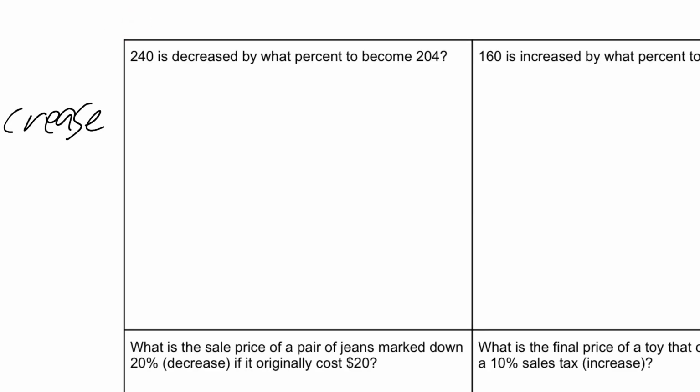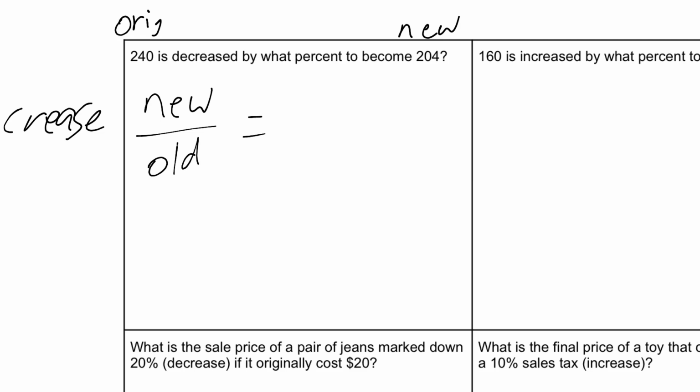So if we think about original and new, did we increase or decrease here? We went down. So if we start with new divided by, I'm going to say old just because it's shorter, we can find out a decimal. That decimal is 0.85. If I think about starting from 100%, what percent did I decrease? And the answer is 15%.